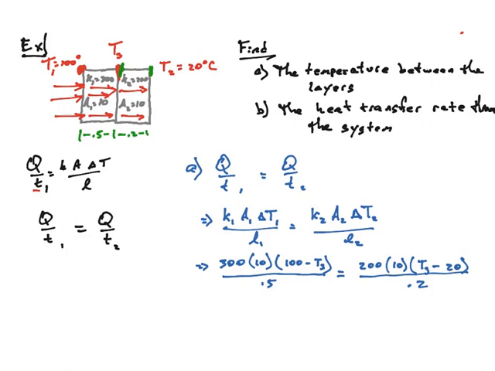All right, now I need to go ahead and get this all together. So I have 300 times 10. I'm cross multiplying. 0.5 goes over there, 0.2 goes over there, basically. Times 100 minus T3 times 0.2 equals 200 times 10 times T3 minus 20 times 0.5.